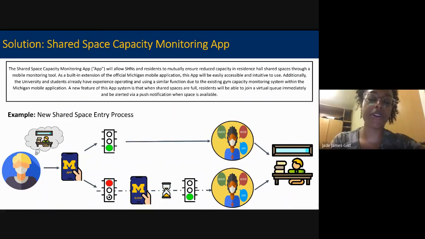So in this slide, I'm going to go over how the SHN and the shared space capacity monitoring app would function together. In this example, the student would want to visit one of these shared spaces and study from their dorm. They would open the Michigan app. They would encounter one of the two scenarios below. In the first one, they would find that the capacity was available. And the student would put on a mask, go upstairs to study.